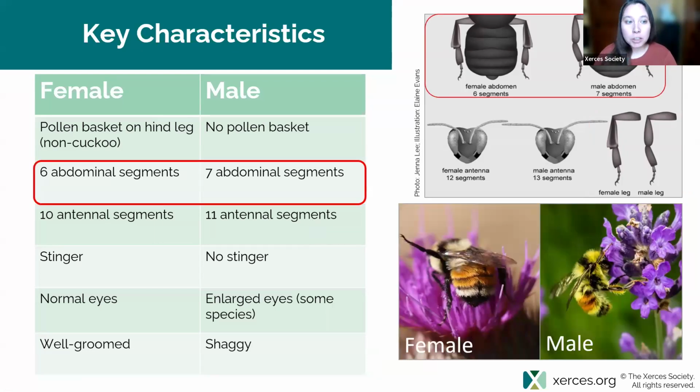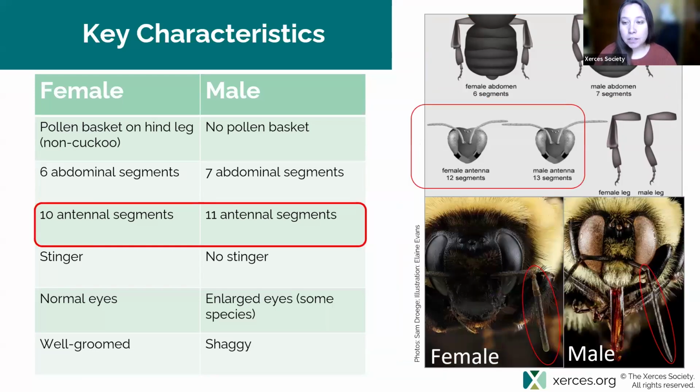The next thing I will check is the number of segments of the abdomen. As I alluded to earlier, female bumblebees have 6 abdominal segments or tergites. Males will have 7. And sometimes it's really hard to count the number of segments on the bee's abdomen because the last few segments are kind of tiny. But if you have a really good photo, sometimes you can count the number of segments that makes up the abdomen, and you can differentiate between males and females that way.